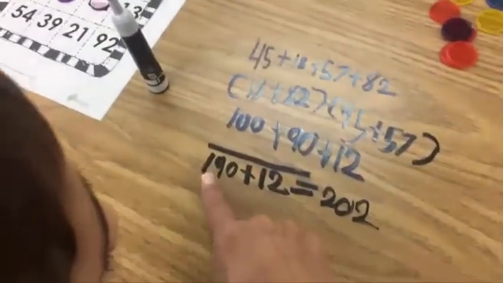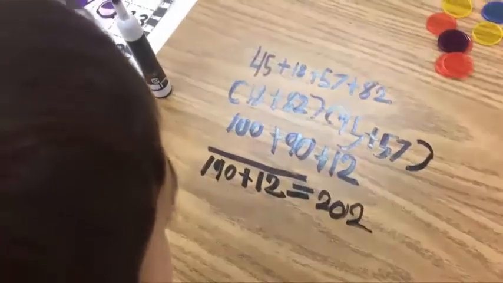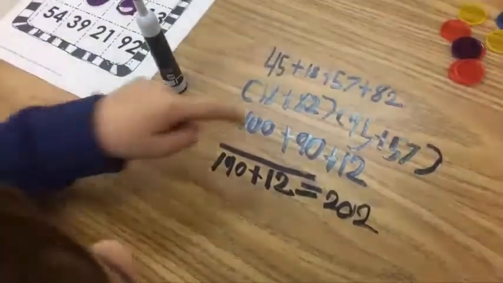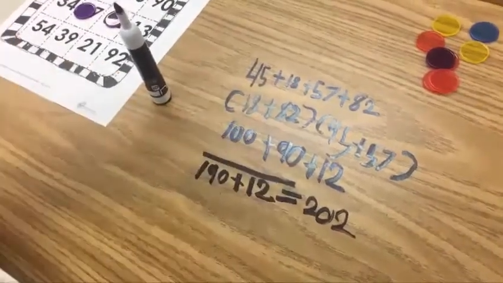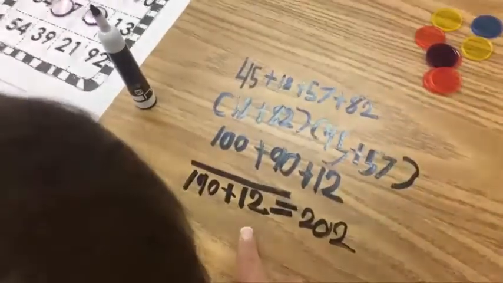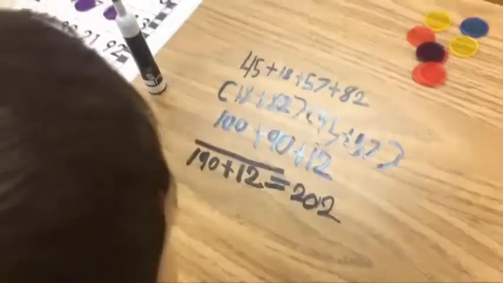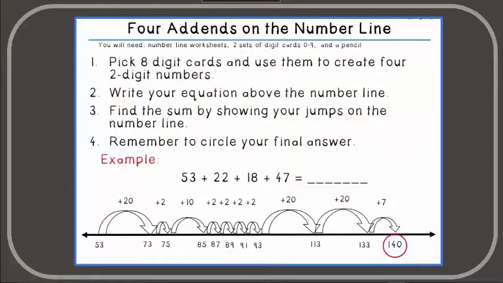And so how did you get 190? Oh, that's easy. So I added 190 together. And then when you have 190 plus 12, the sum is 202. As students move to representational and abstract thinking, open number lines can be encouraged.